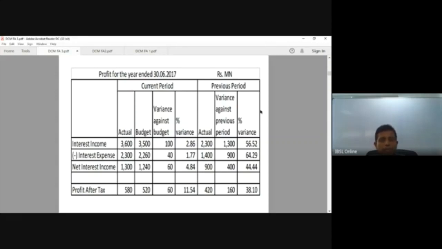Similarly, if you take the profit after tax figure, PAT. PAT for the period 580. PAT budget 520. PAT previous year 420. Now compared to budget, there is an increase of 11.54%. Compared to previous year, there is an increase of 38%. This is called horizontal analysis.